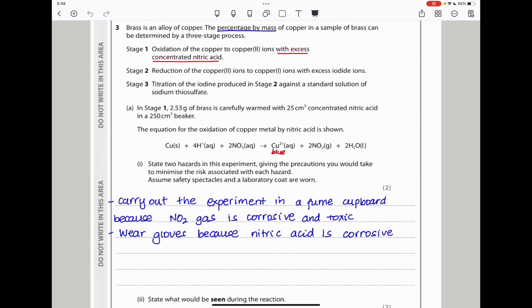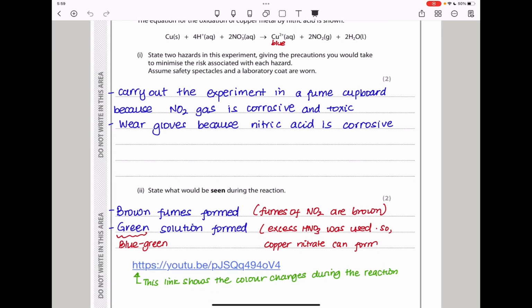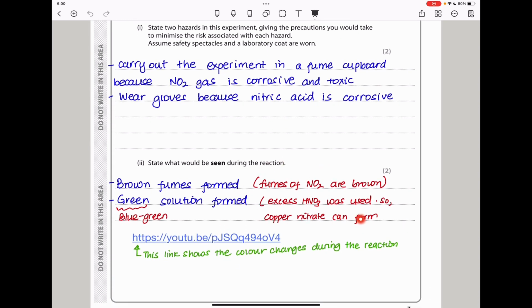Also, we can see that copper 2 is formed, and copper 2 is blue in color. However, in this experiment, they used excess concentrated nitric acid. So it means after the oxidation of all the copper, there is going to be some nitrate ions left in the solution that could interact with copper to create a green-like color. So there is a transition between blue and green. So you would say either a green solution or blue-green solution. Here I give the reason as to why.